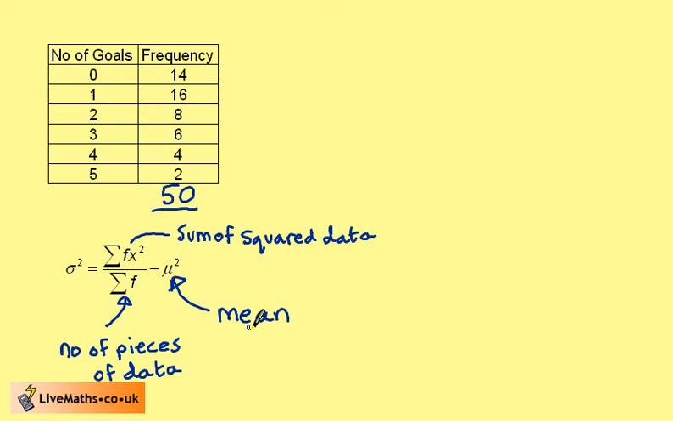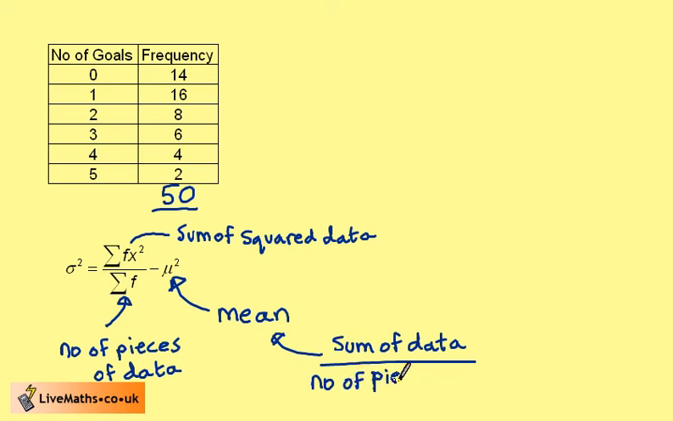Let's now look at the mean. For the mean, remember, we need the sum of the data. We need to add all of the data up and then divide by the number of pieces of data. We know how many pieces of data there are. There are 50. So we need to sum the data.